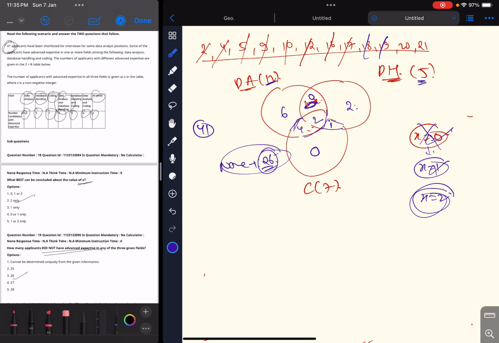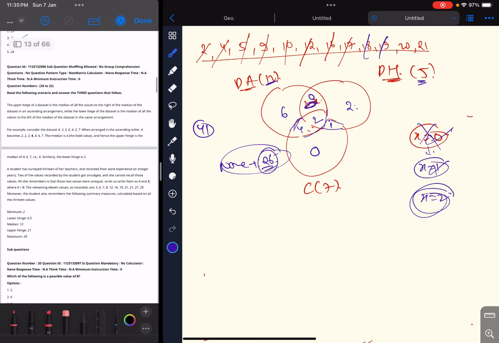Now 2 questions are left, 20 and 21. This is a good DI set. LR set I would say, whatever it is, we have to solve it.